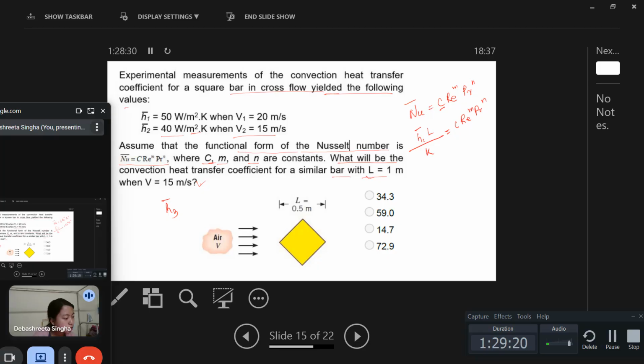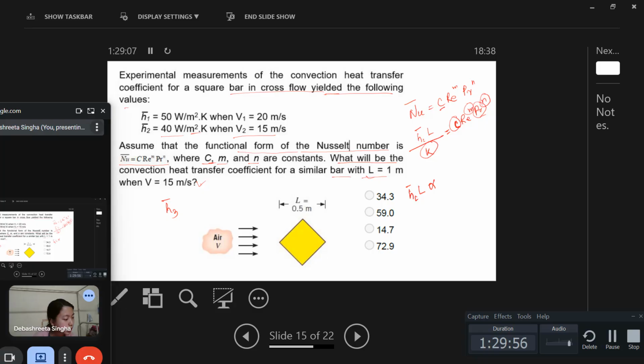Now, what are all the constants? C, m and n are constants. Pr is also constant because both the objects are placed in the same environment. k is also constant because it is a property of the fluid, and they have not changed the fluid. So from here, h L is proportional to the rest, all of which are constant.